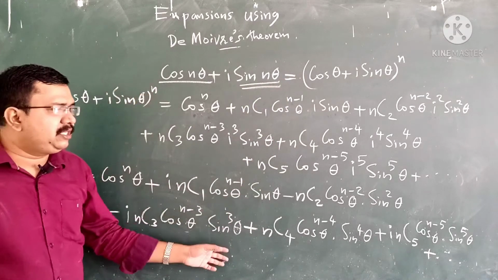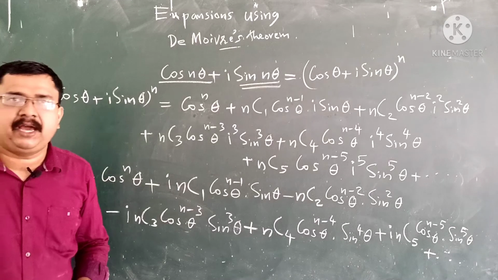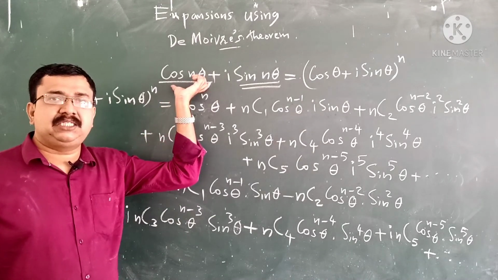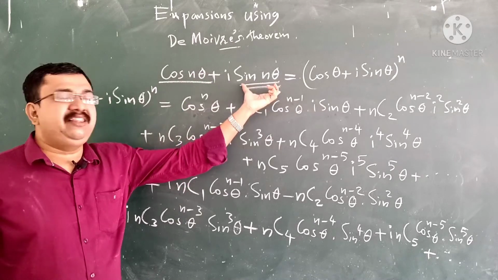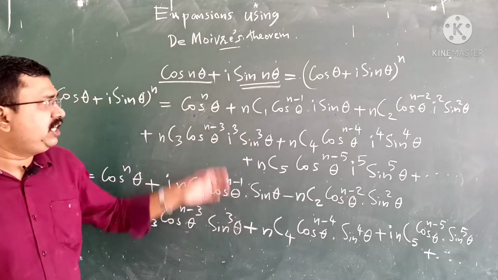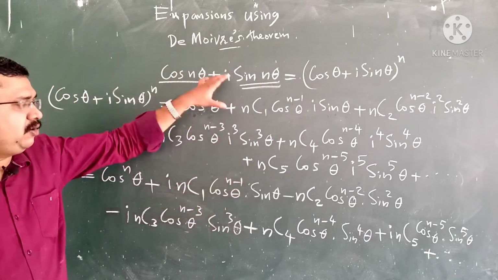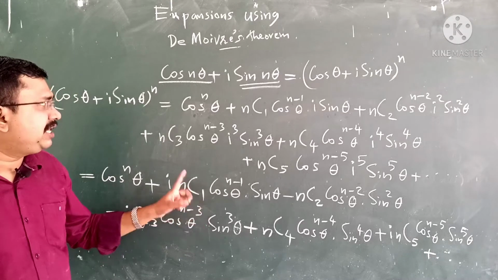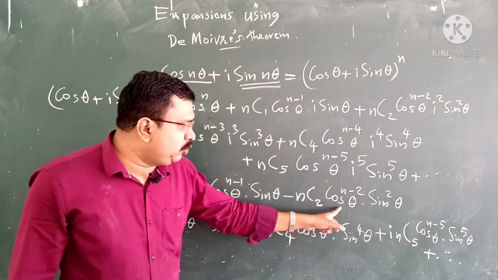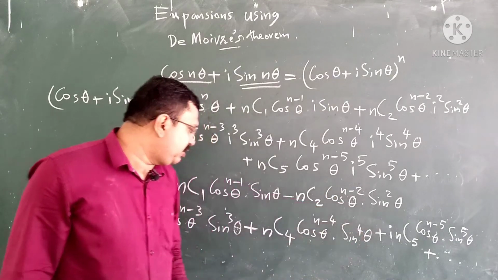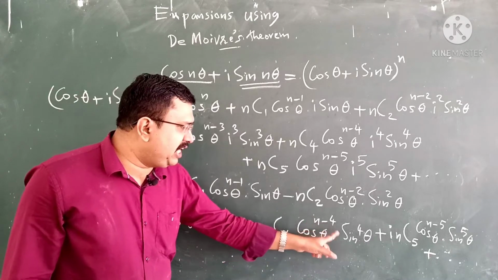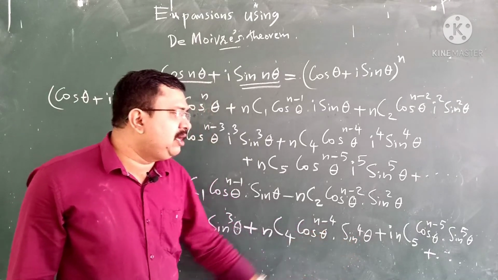Okay, first you may write this equation, then we can move to our next step. Remember that here cos nθ is the real part, sin nθ is the imaginary part. Now we are equating the real and imaginary part of this equation. The real part is cos nθ minus nC2 cos^(n-2) θ sin²θ, and the next, nC4 cos^(n-4) θ sin⁴θ, etc.